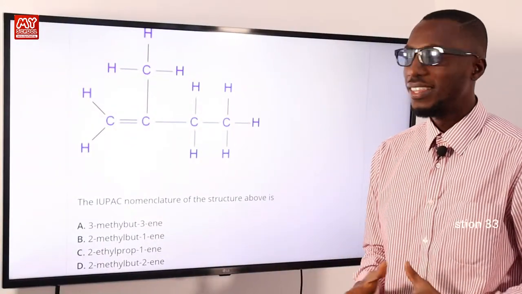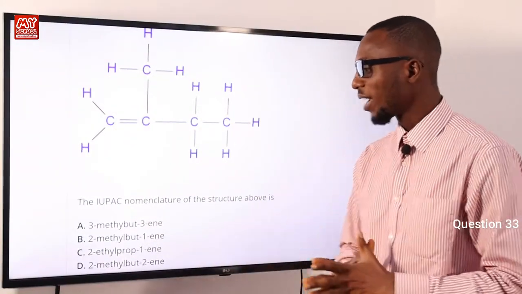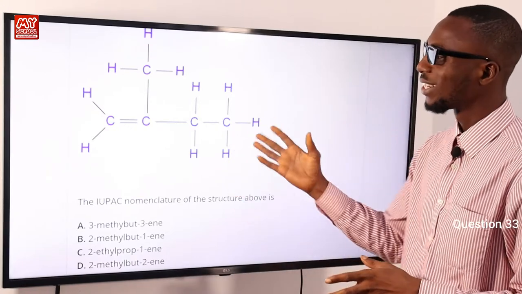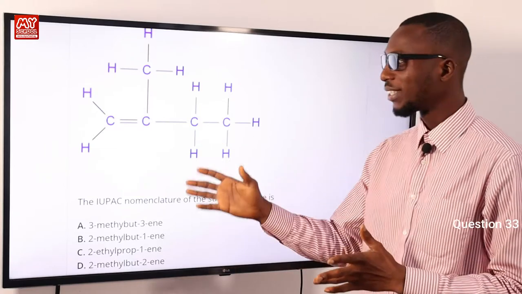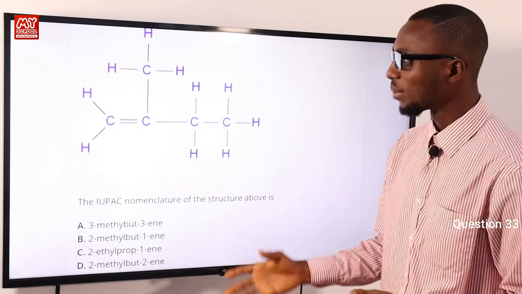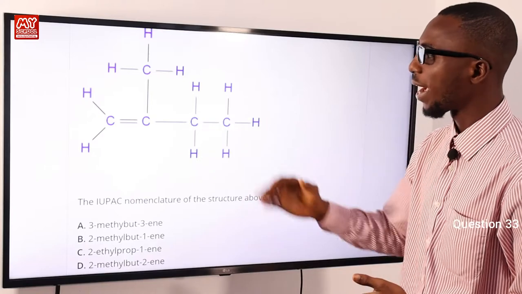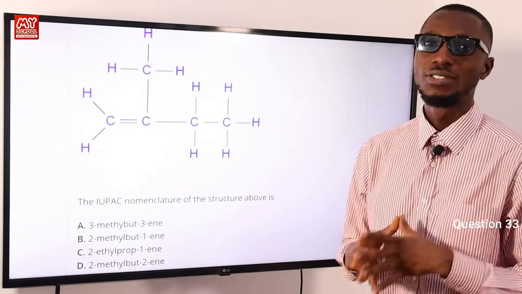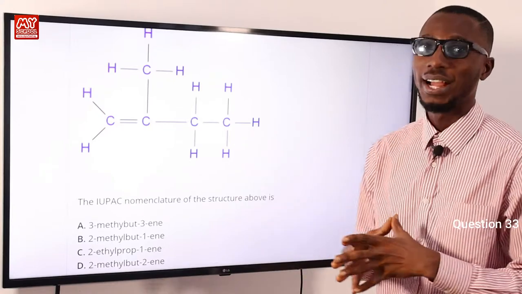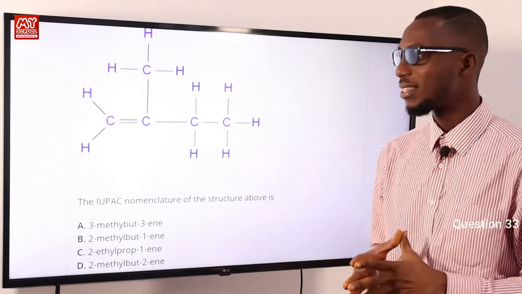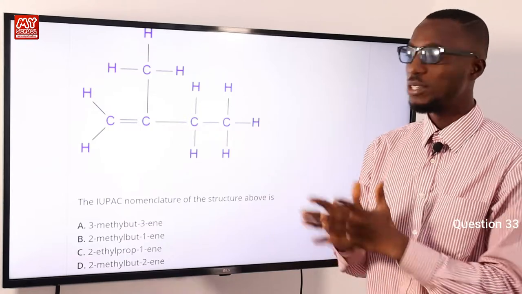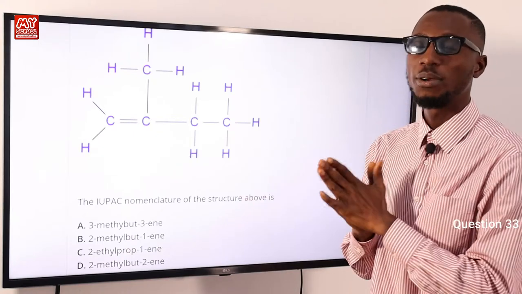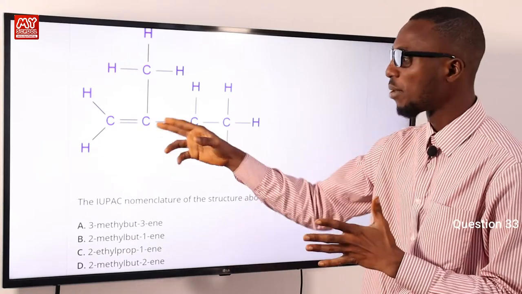Question 33. The IUPAC nomenclature of the structure above is what? When you study the structure, you can first count how many carbons: 1, 2, 3, 4, 5. So you can correctly assume that this is a pentene structure, but actually, this is one of the isomers of pentene. Looking at the structure, you can see a double bond, which tells you that it belongs to the alkene family.